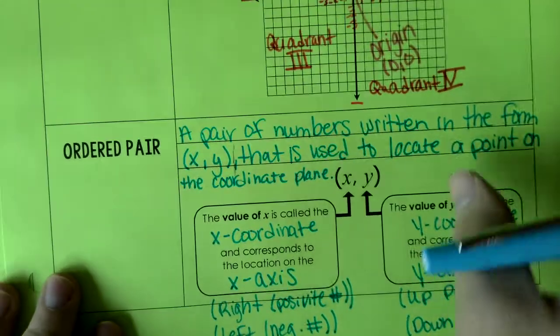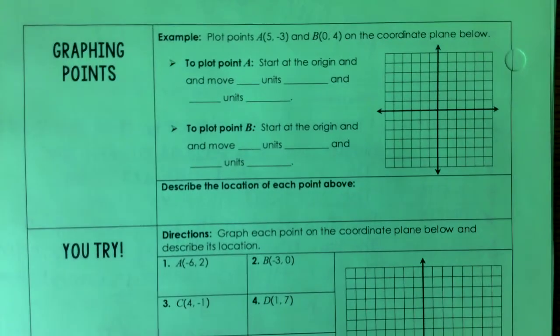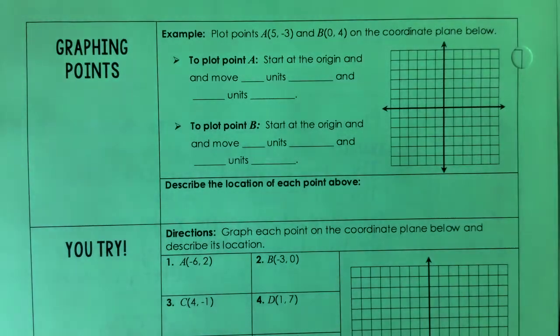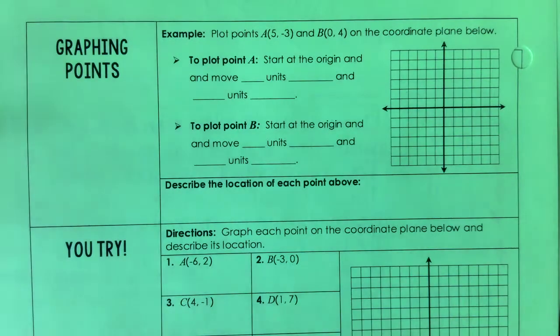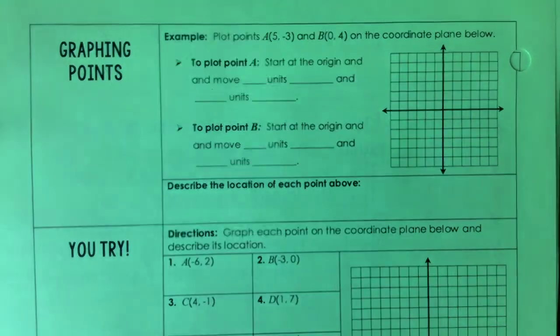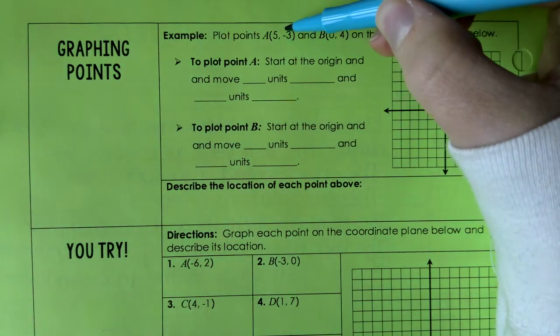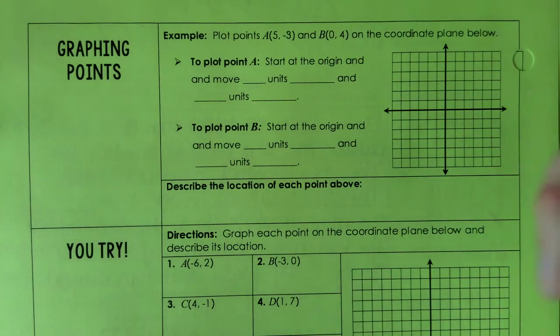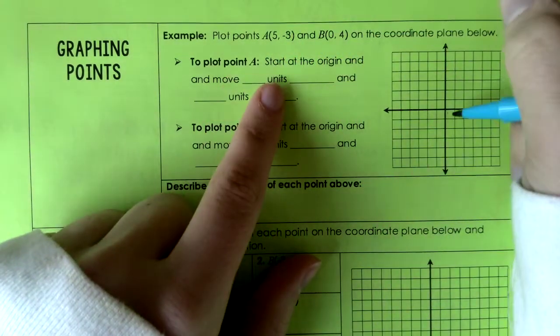So now we're going to flip to the back side of our notes, the next page here, and we're going to talk about how we graph points. That is what I was just explaining, how when you move up it's positive, and when you move down it's negative. So how do we do this? We have to plot points A, which is (5, -3), and B, which is (0, 4). To plot point A, we always start at the origin.